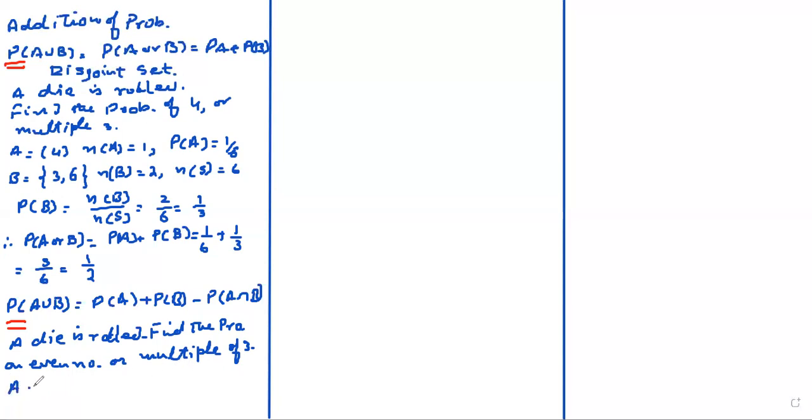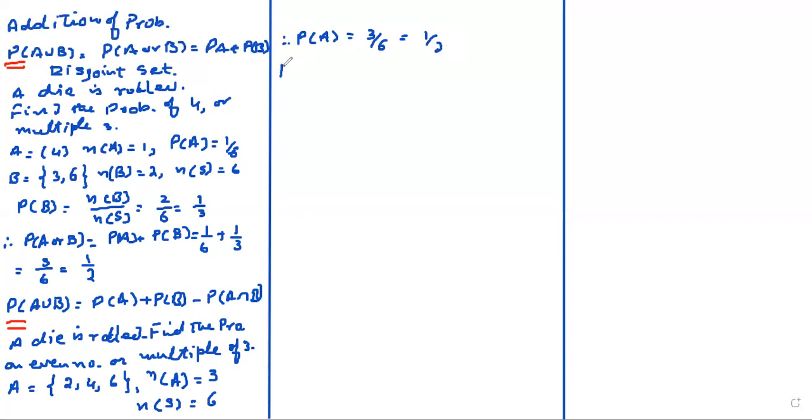Let's say A. A is even number. Even numbers are 2, 4, and 6. Is that correct? Right. So n(A) equals 3. These are three numbers. And we know that n(S), the sample space or the universal set, is 6. So therefore, the probability of A equals 3 over 6 equals 1 over 2. I hope you understand it well.